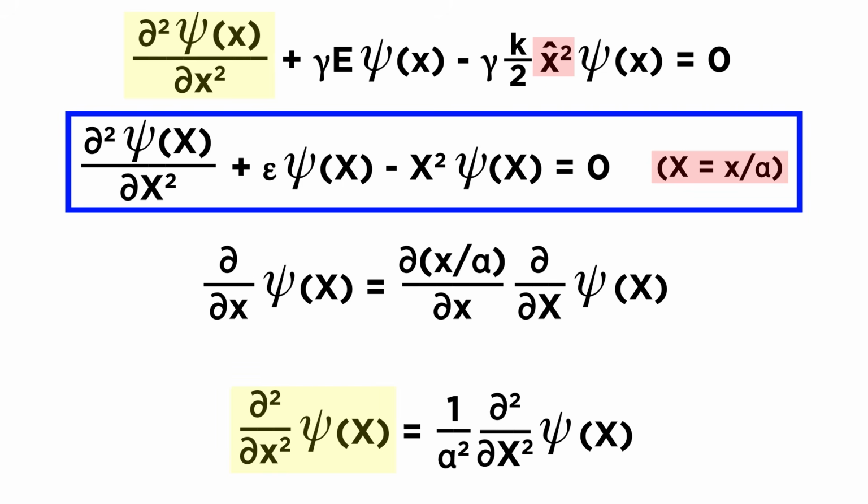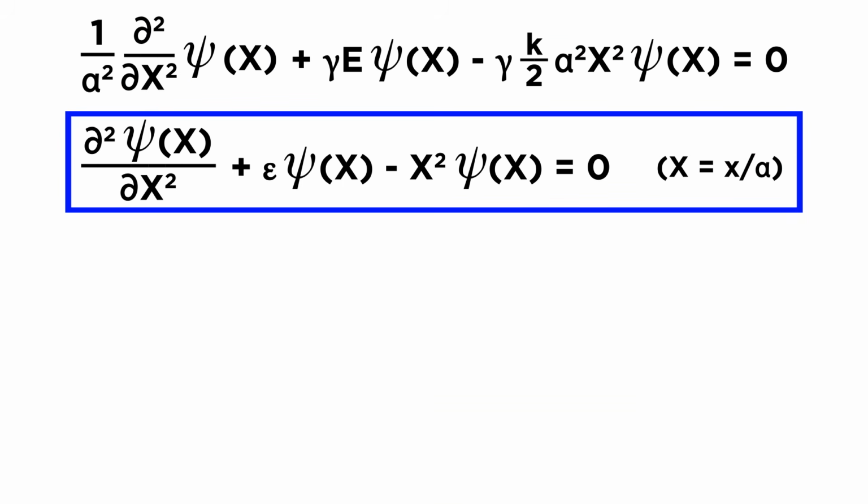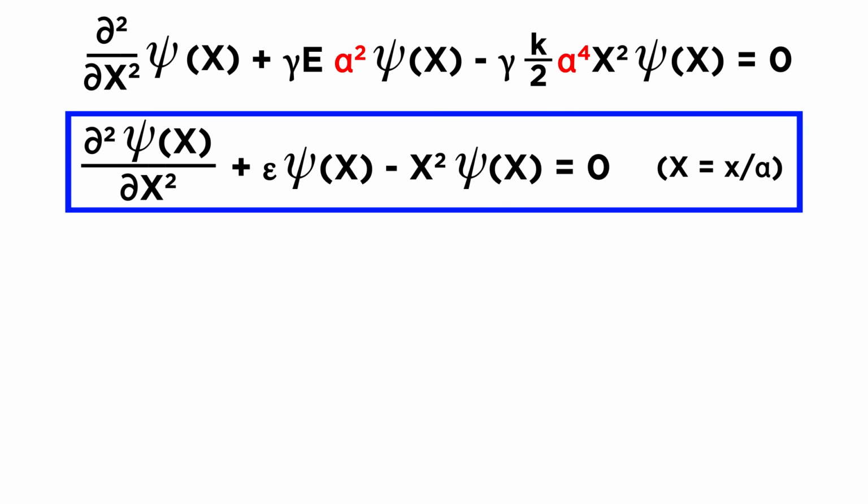Let's now plug this new expression in where the old second partial derivative used to be. We can then multiply through by alpha squared, which leaves us with this. Now remember that we want this equation to resemble the equation we highlighted before. This means we will need to get rid of these items in the third term. We can do that by setting their product equal to 1, so let's go ahead and say that gamma k over 2 alpha to the fourth equals 1.